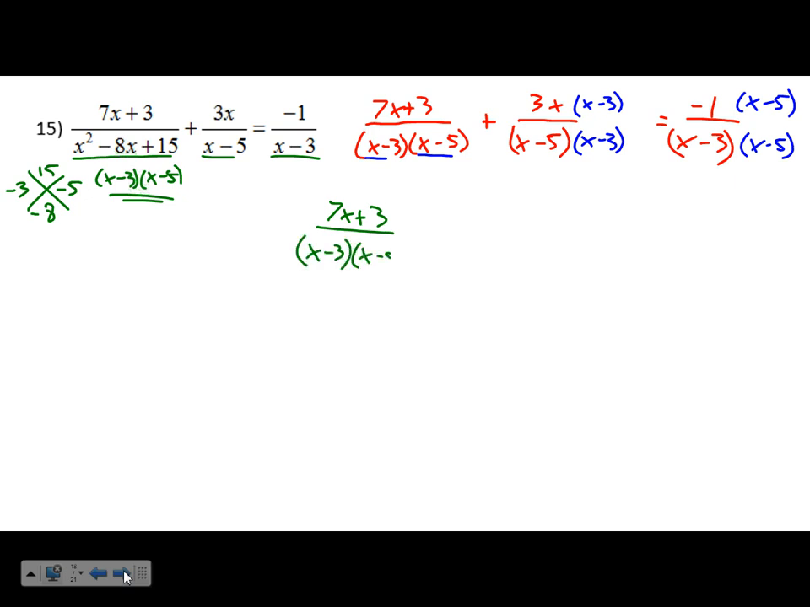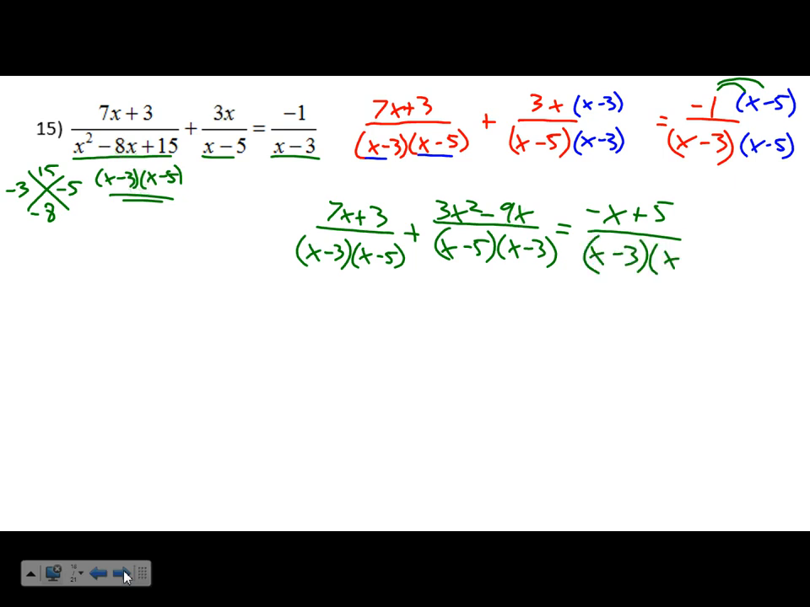x minus 3, x minus 5, plus 3x squared minus 9x over x minus 5 times x minus 3 is equal to negative x plus 5 when you distribute that one over x minus 3, x minus 5. So again, good news, we all have our common denominators there. So I have 7x plus 3 plus 3x squared minus 9x is equal to negative x plus 5.